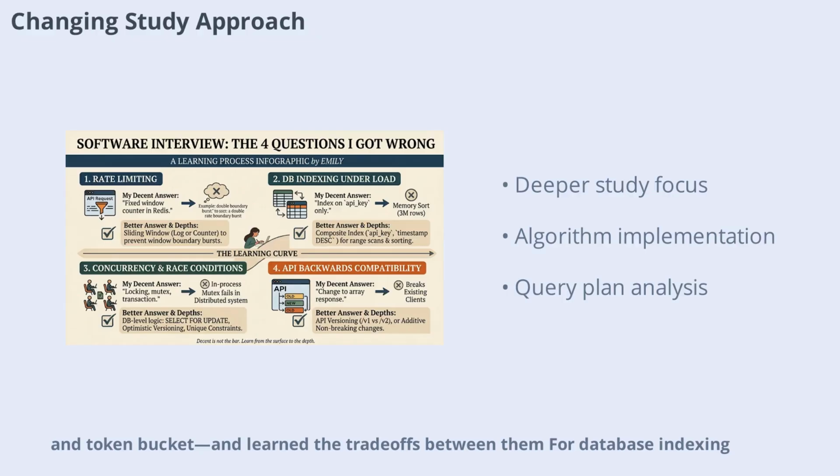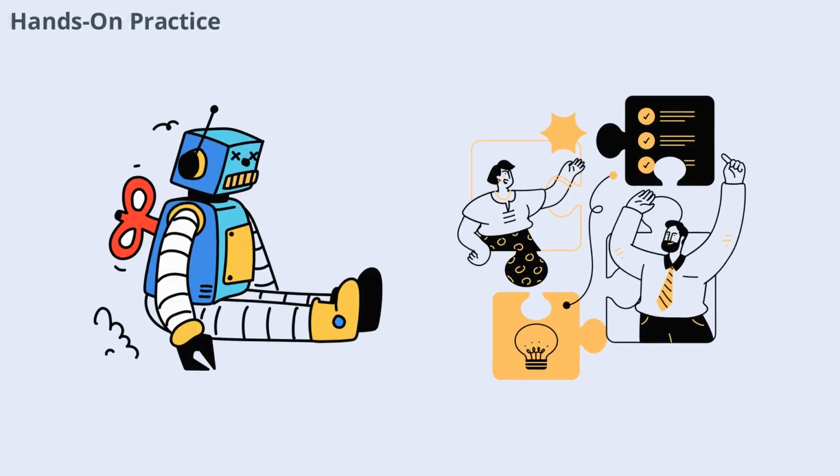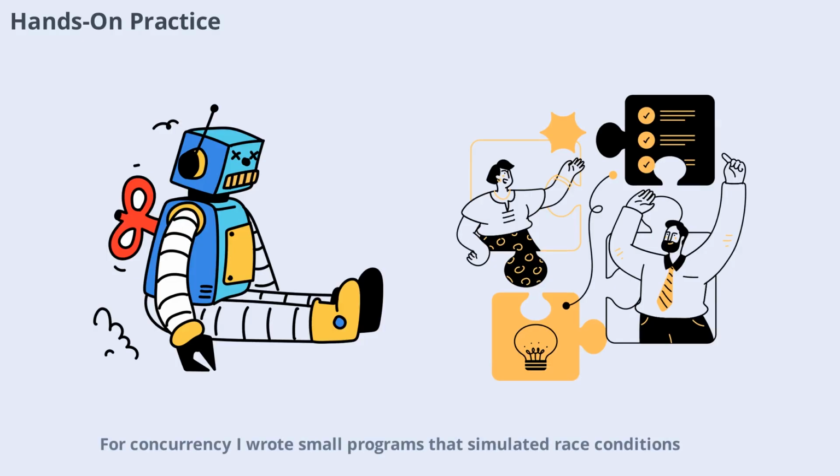For database indexing, I read the Postgres documentation, ran explain analyze on queries, and watched the query plan change with composite indexes. For concurrency, I wrote small programs that simulated race conditions and tested different locking strategies against a real database. This hands-on approach was slower than covering new topics, but it meant that the next time an interviewer asked a follow-up question one level deeper, I actually had something to say.